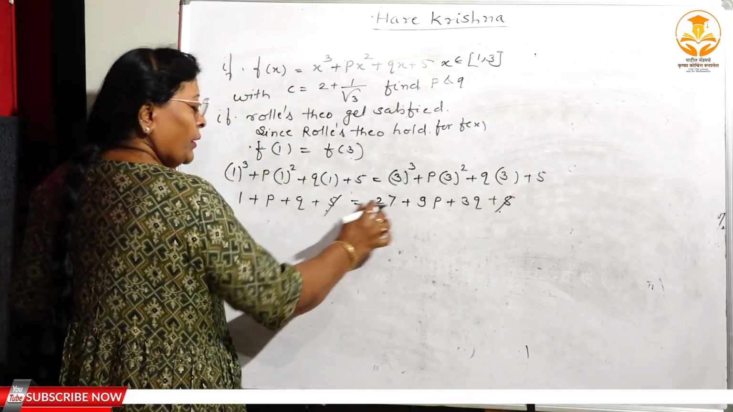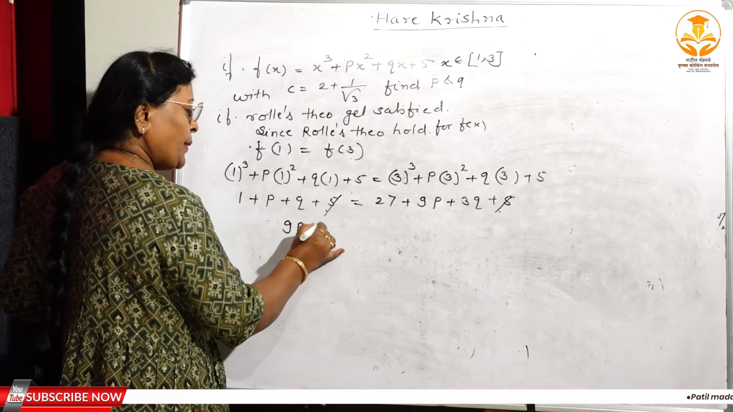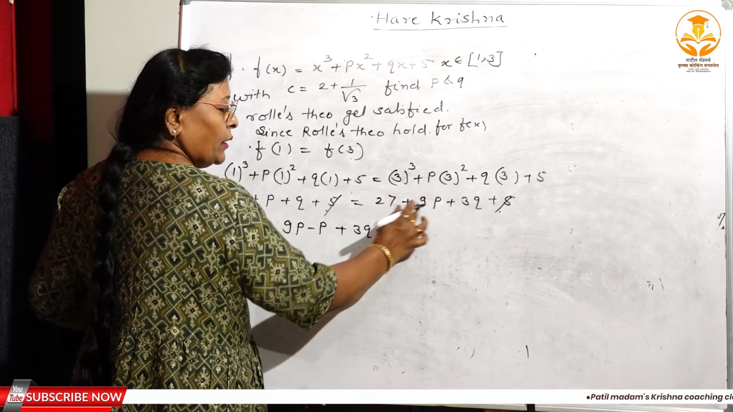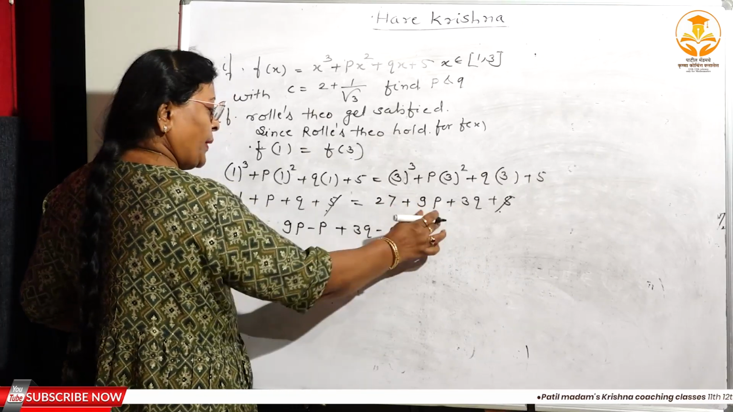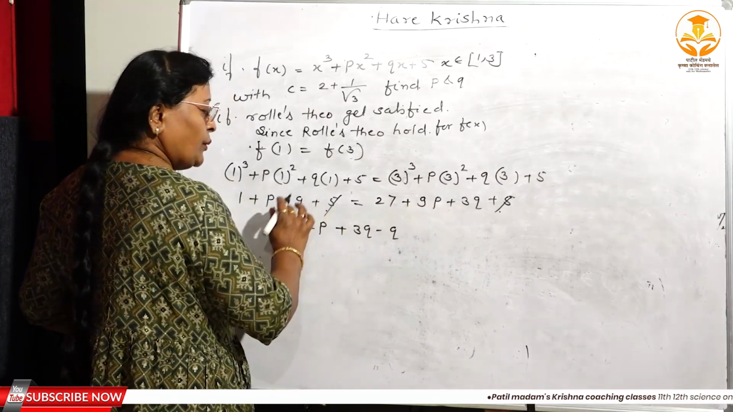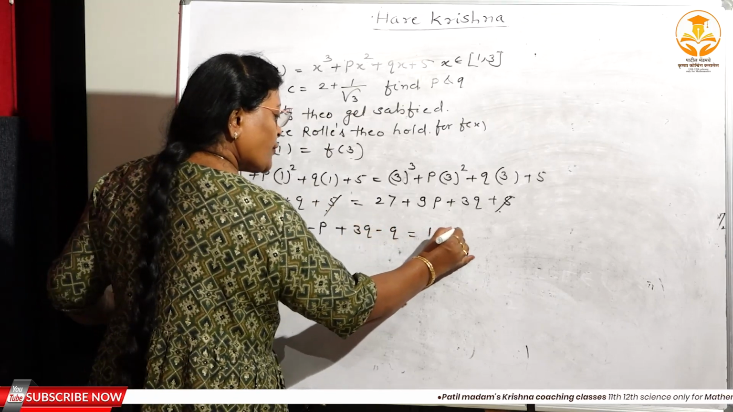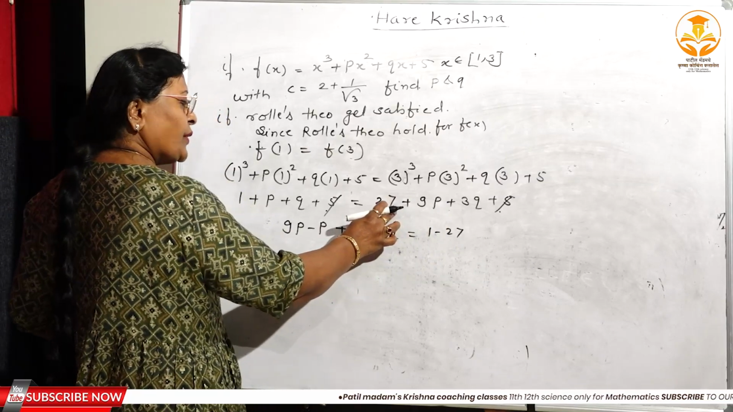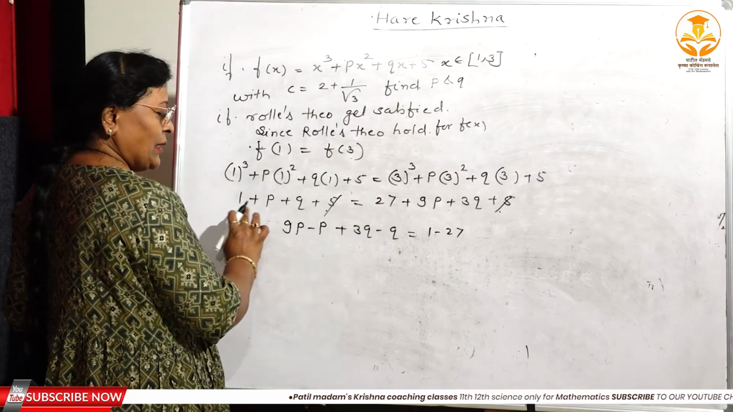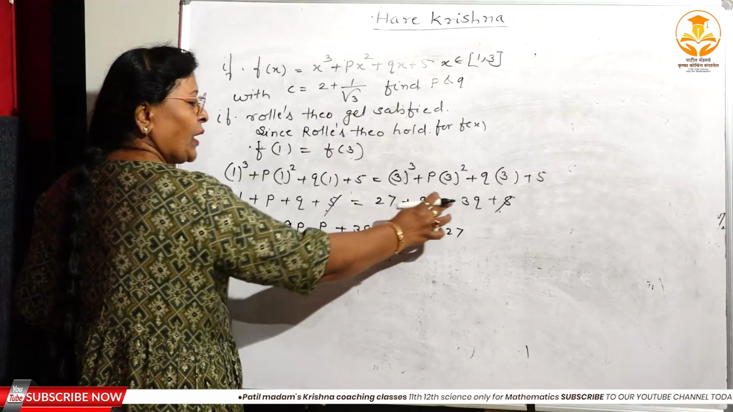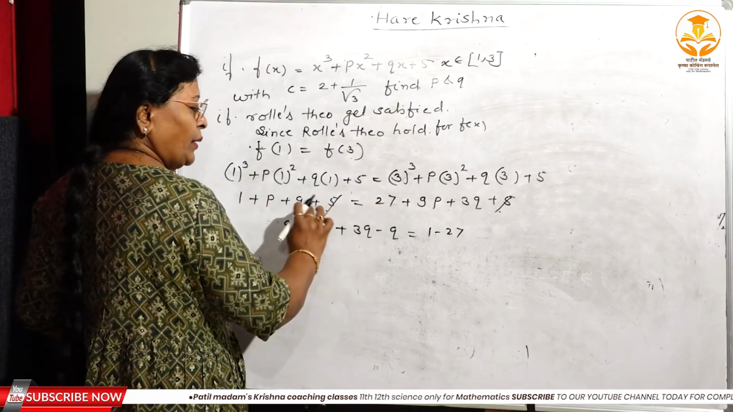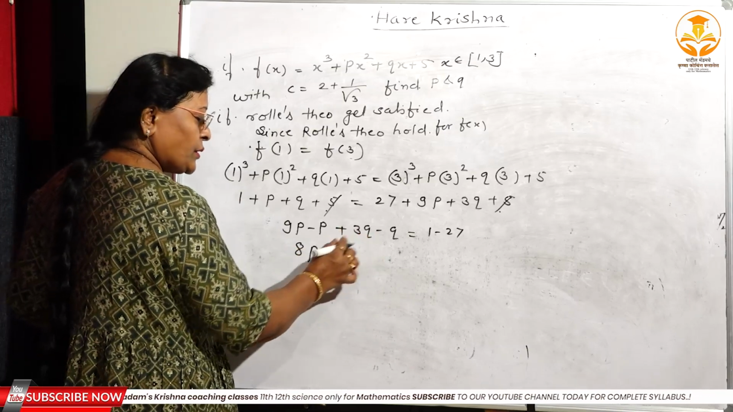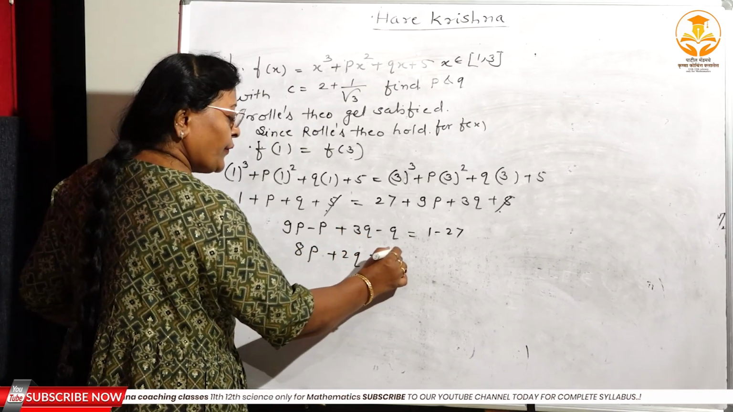Again, 9p minus p, 3 cube minus q, isn't it? 9p minus p, 3 cube minus q, and again here 1 minus 27, right? Transfer p and q to that side and transfer this 27 to this side, isn't it? Therefore 9p minus p, 3q minus q, and here 1 minus 27. 9p minus p, that is 8p. 3q minus q, that is 2q, and here 26.